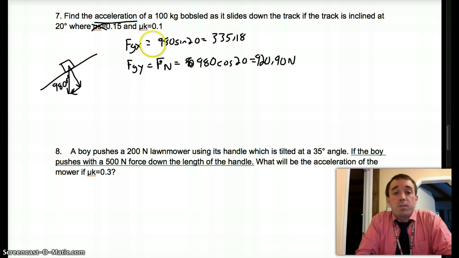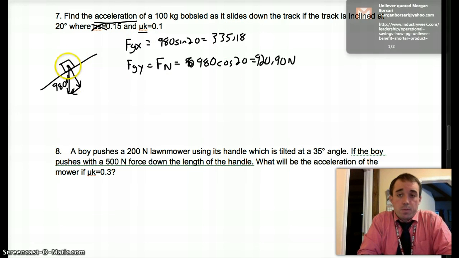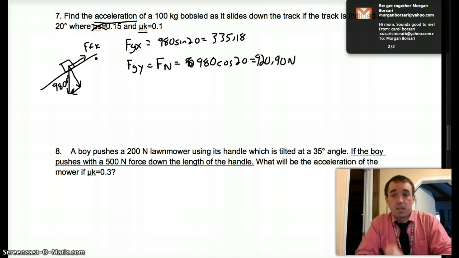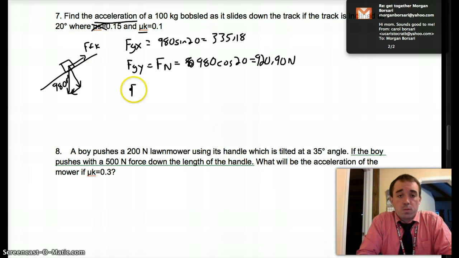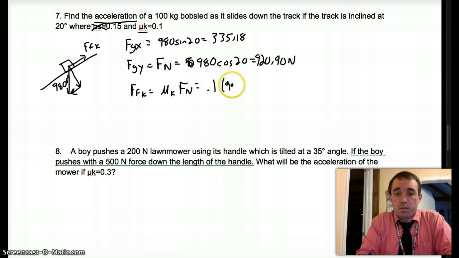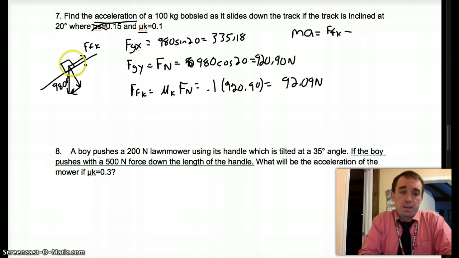Alright. I know I'm in kinetic friction, so I have to determine what my kinetic friction force is, F_FK. And my F_FK is equal to our mu k times the normal force. Our mu k is 0.1, our normal force is now 920.90, which gives me 92.09 newtons.